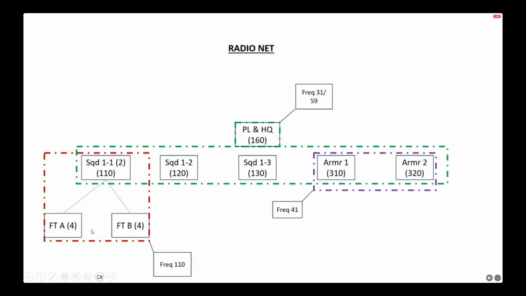Added advantage: if 1-6 is calling for 1-1 and for some reason 1-1 misses that communication, the Fireteam leaders can tell the squad leader, yeah, squad lead, 1-6 is calling for you.